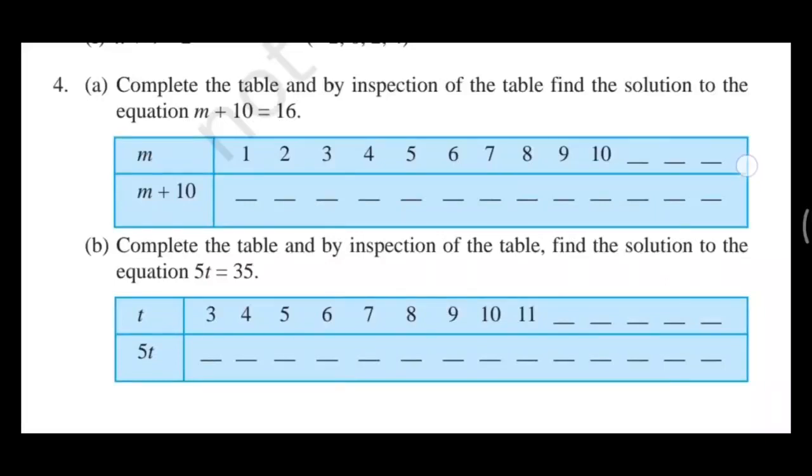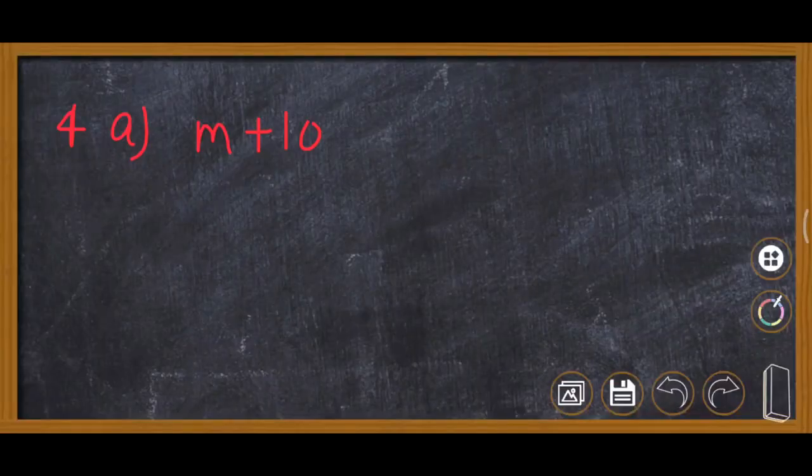Now today we are going to discuss question number 4 of exercise 11.5. One by one we will discuss both parts, 4A and 4B, and after that we will fill this table and then the question will be completed. Now let's see how to do parts 4A and 4B.